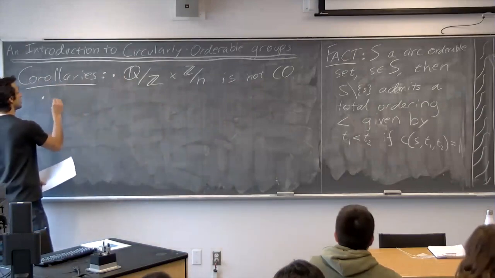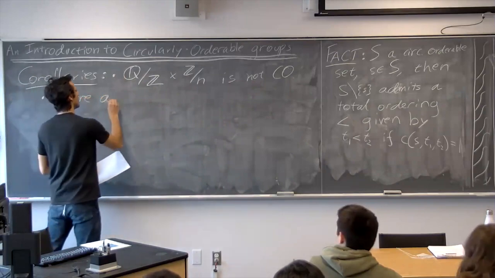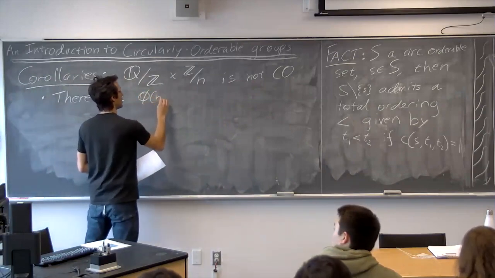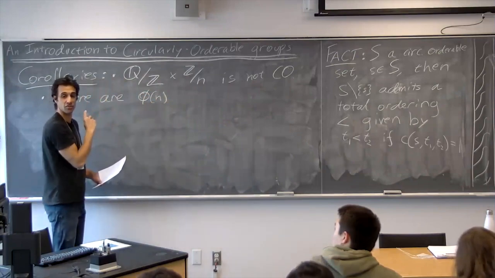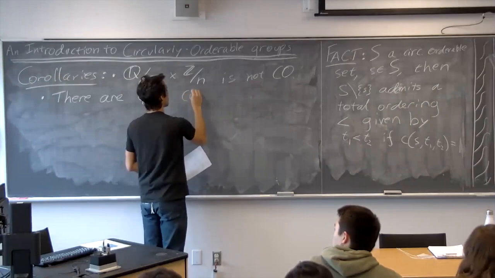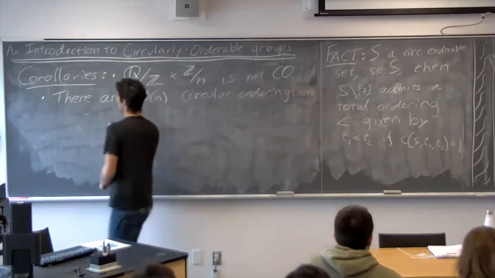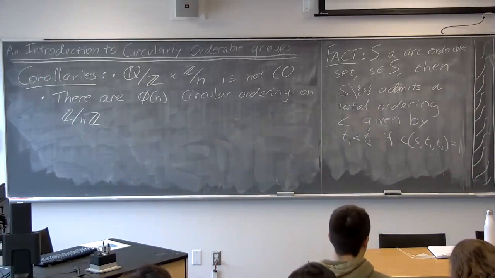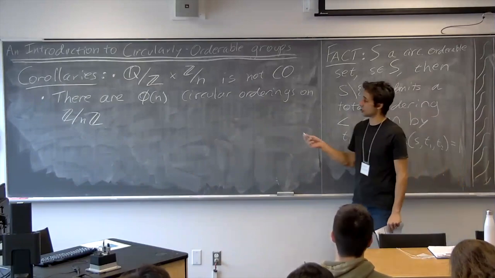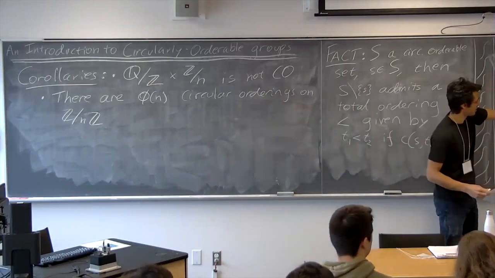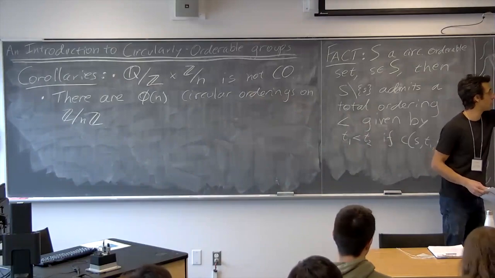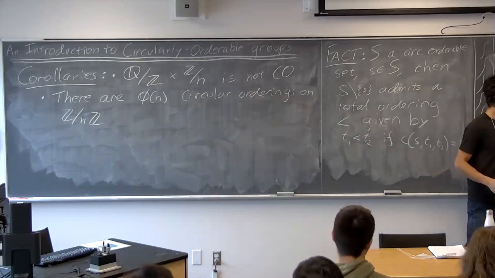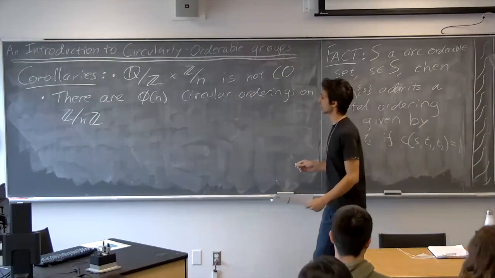There are some other corollaries. There are phi of n, the Euler phi function of n, circular orderings on Z mod nZ. This exercise here about taking an injective map: take an automorphism. You've got phi of n many automorphisms of Z mod n. And then you want to show that's all of them. Well, in this exercise, during the proof, you will show that the smallest element has to be a generator. That tells you you can't have any other circular ordering.